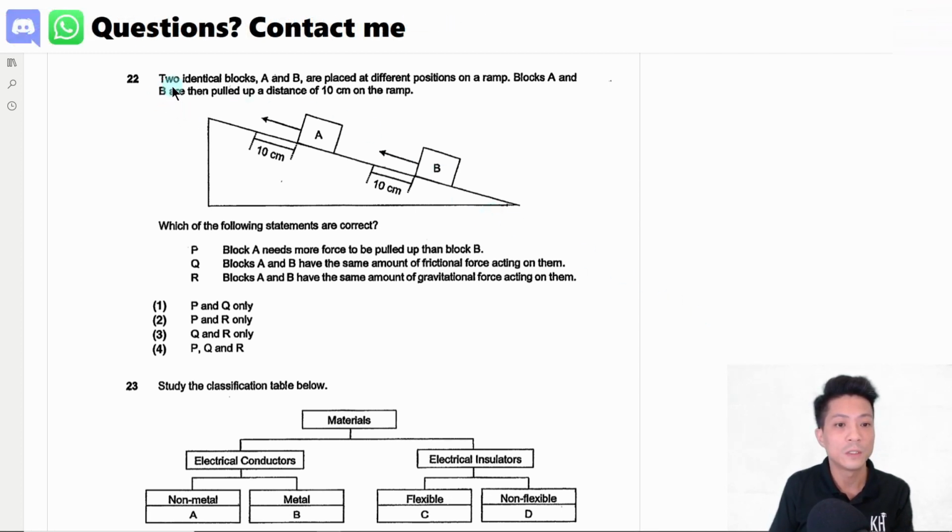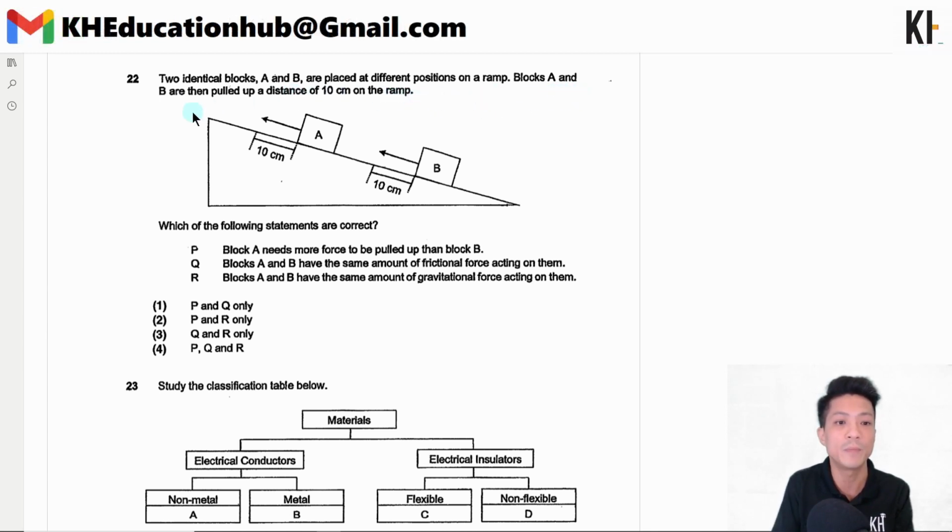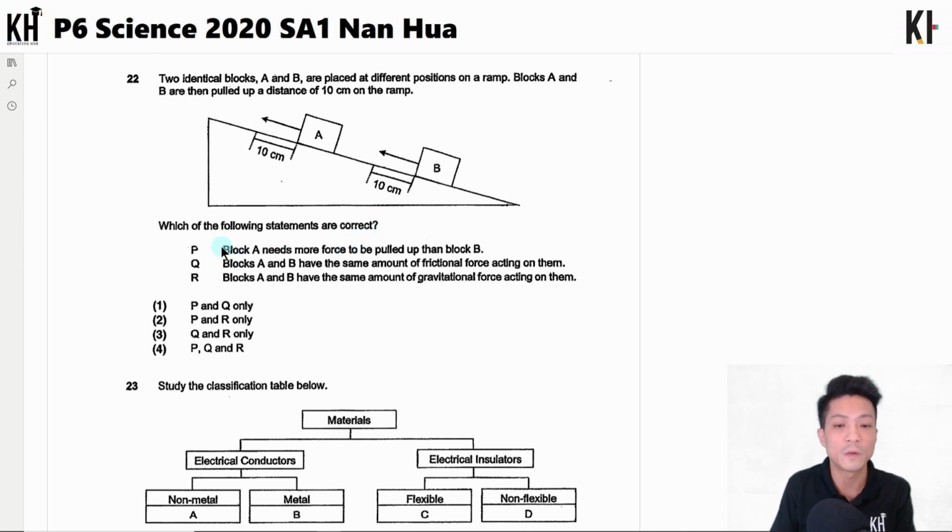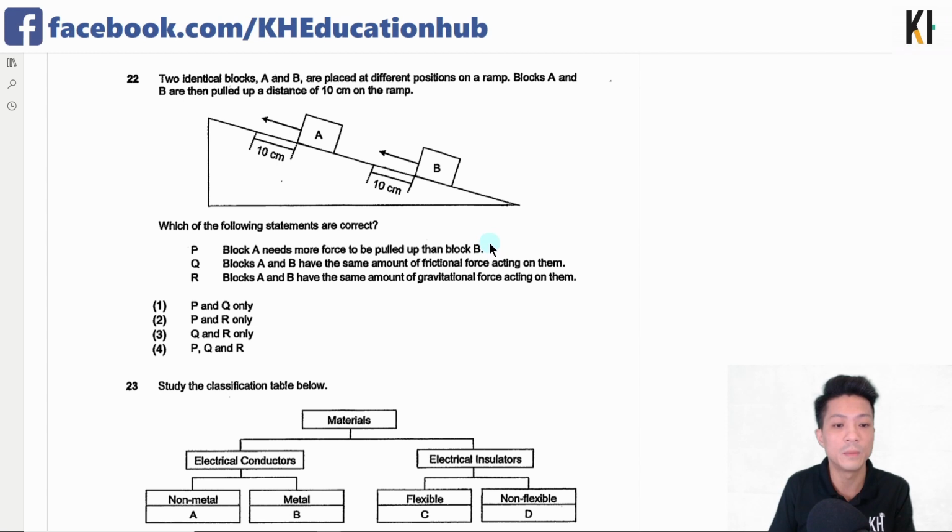Question 22. 2 identical blocks A and B are placed at different positions on the ramp. Blocks A and B are then pulled up a distance of 10 cm on the ramp. Okay, which of the following statements are correct? For P, block A needs more force to be pulled up than block B. Maybe not.